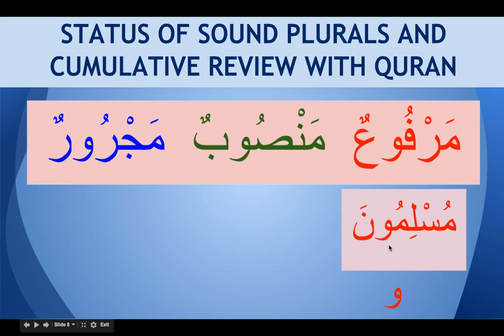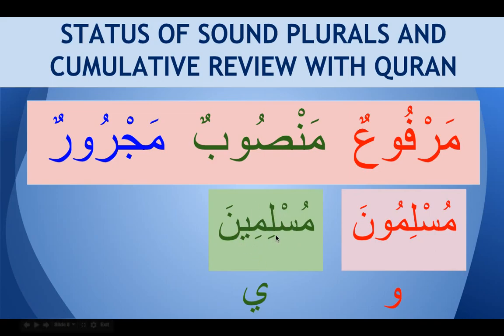This is the subject, or a fa'il in the jumlatul fi'liya, and it is a mubtada in the jumlatul ismiya. So how do we know if it is mansoob or majroor? For mansoob, it is written as muslimina. Again it is the noon ending with fatha. We don't look at the fatha, we look at the ya. This ya is the sign of mansoob. So muslimina: we now know this is not a subject, this is an object in a sentence.